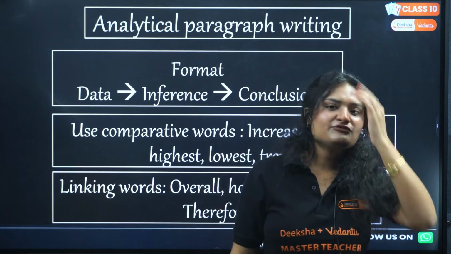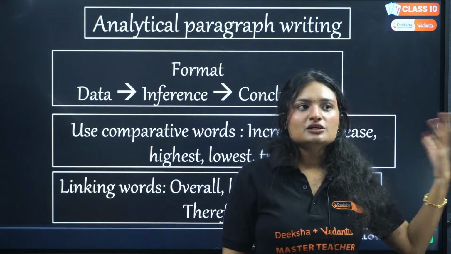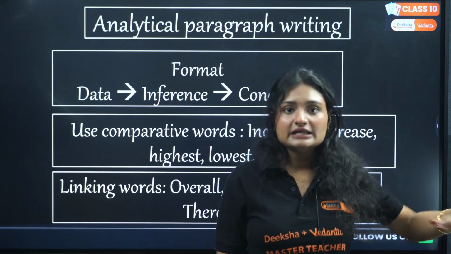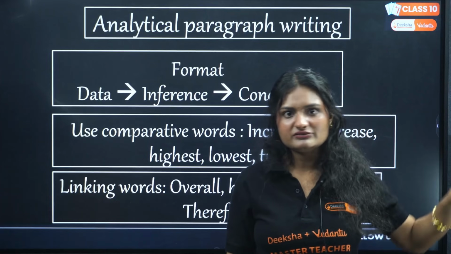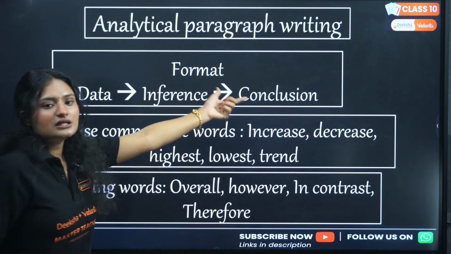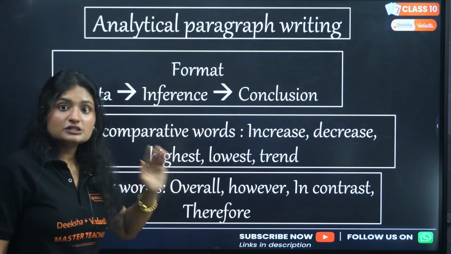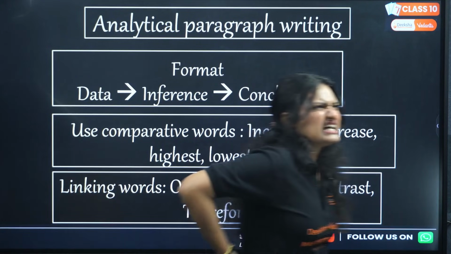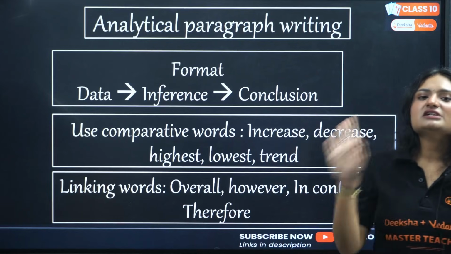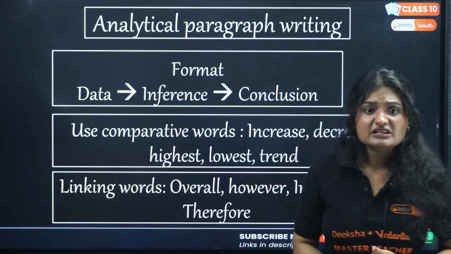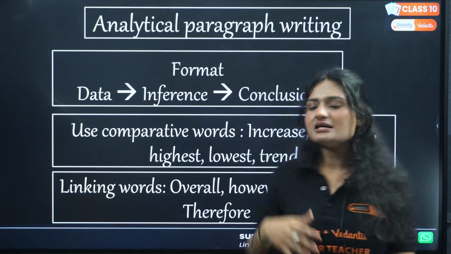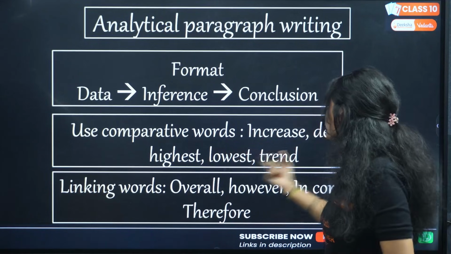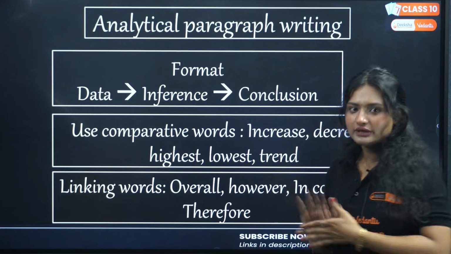Supposedly if you have population data, you can infer from that data that yes, the birth rate or the fertility rate in India is decreasing or increasing, whatever it is. Then you do a conclusion. Always give a positive conclusion in your exams. Next is use of comparative words. When you are analyzing something and you are given a graph, there will be some comparison, right? There will be some increase, some decrease, some highs, some lows. So always use these words: increase, decrease, highest, lowest, higher, lower, trends.